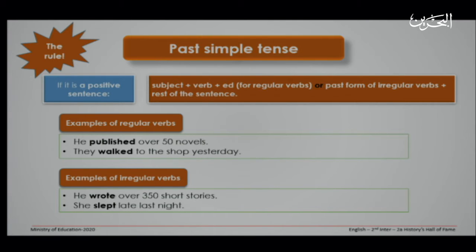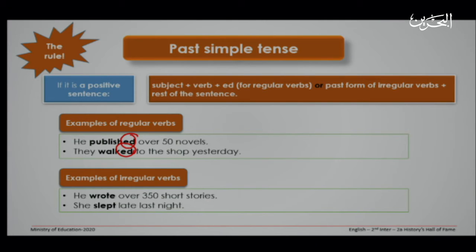In the case of positive sentences, we have the subject first plus the verb plus ed. The ed is only for regular verbs. How do we know regular verbs from irregular verbs? Regular verbs are always followed by ed in the past form and the past participle. If we have ed in both forms, then we have regular verbs. For example, he published over 50 novels. They walked to the shop yesterday.